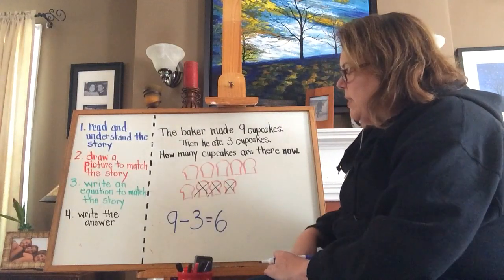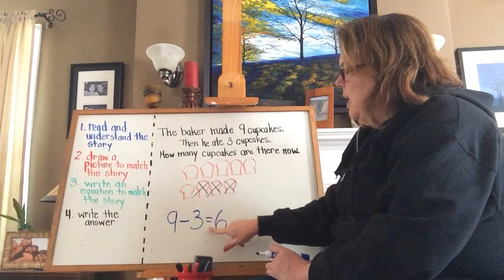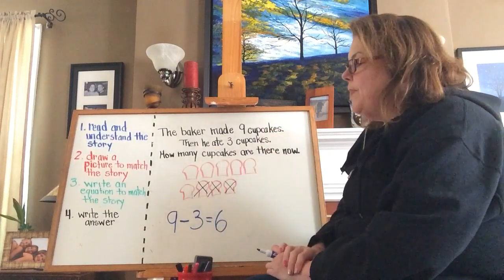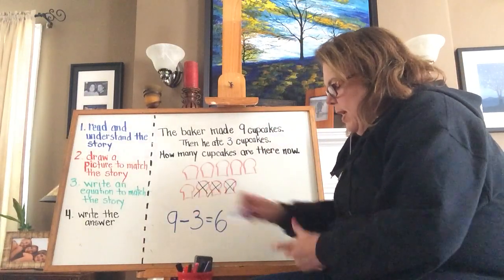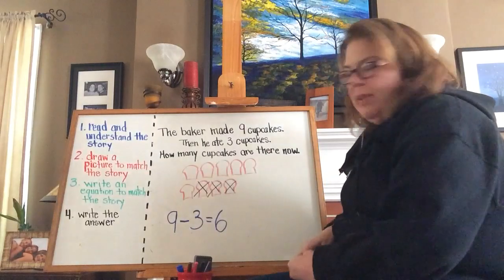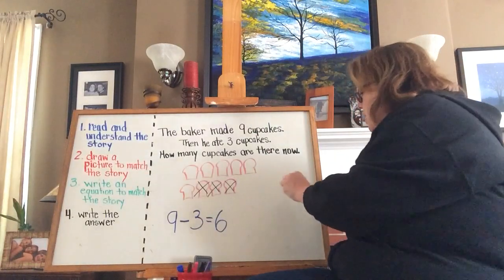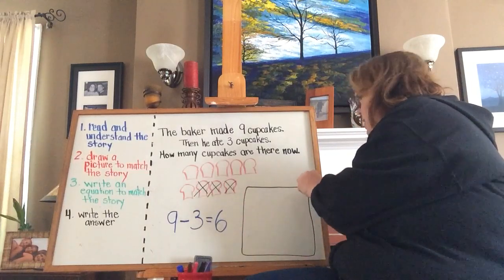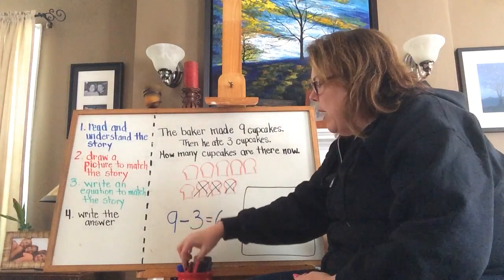So let's read our number sentence together. Ready? It says 9 minus 3 equals 6. So that matches the picture and it matches the story. The last thing we have to do is write the answer. Now I know on our stories last time it had a place for us to write the answer, and these do not. So what I want you to do is just draw a box somewhere, anywhere on your page. And that's going to be your answer box. You're going to write the answer in that box.